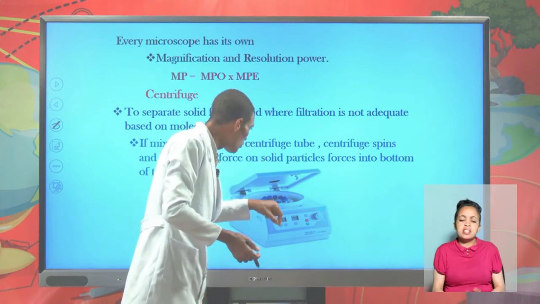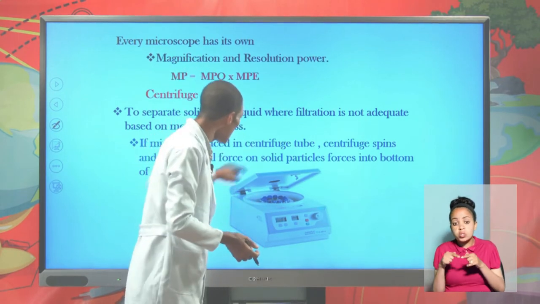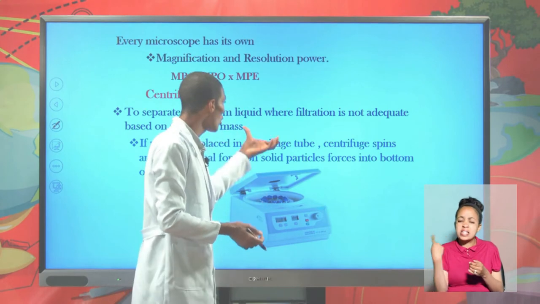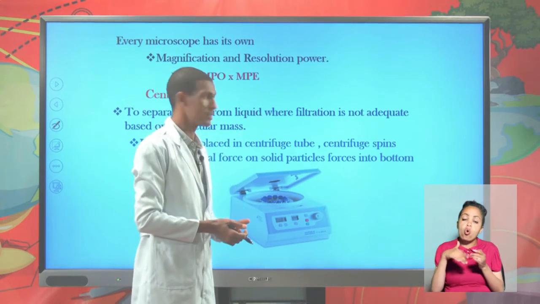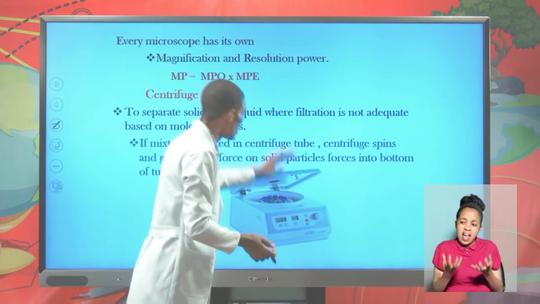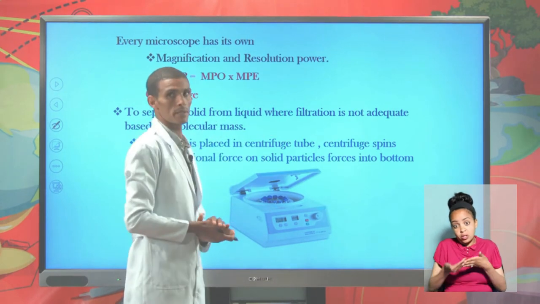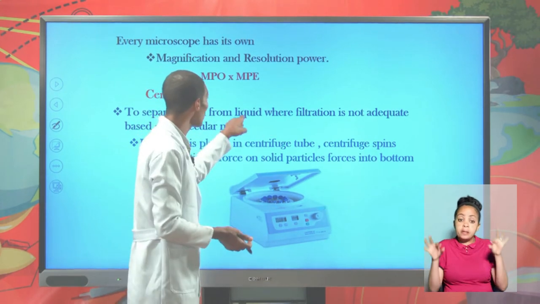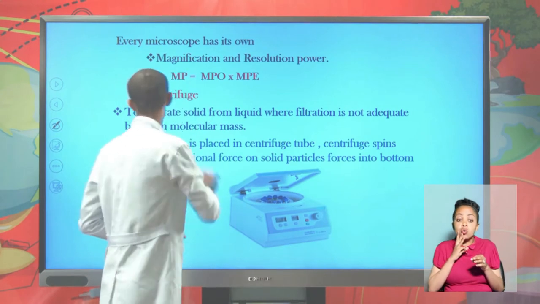The heavy mass moves to the bottom with the highly spinning power, and the lighter mass goes upper. The heavy mass goes to the bottom, the light mass moves upper. This is very important in separating solid from liquid.